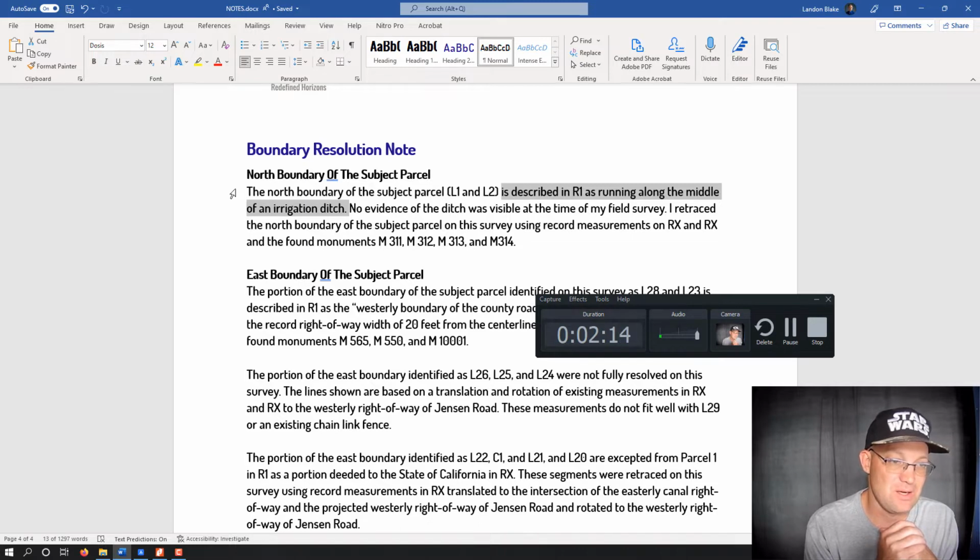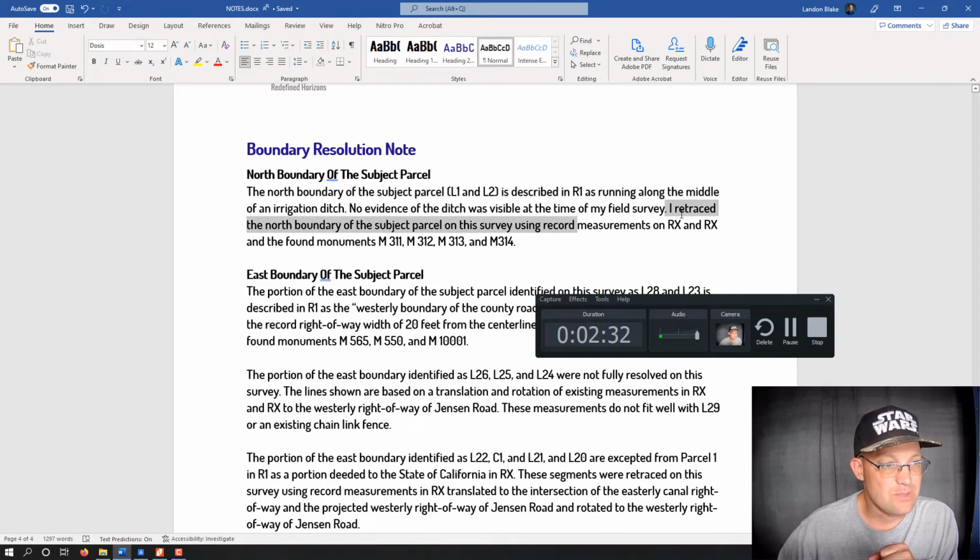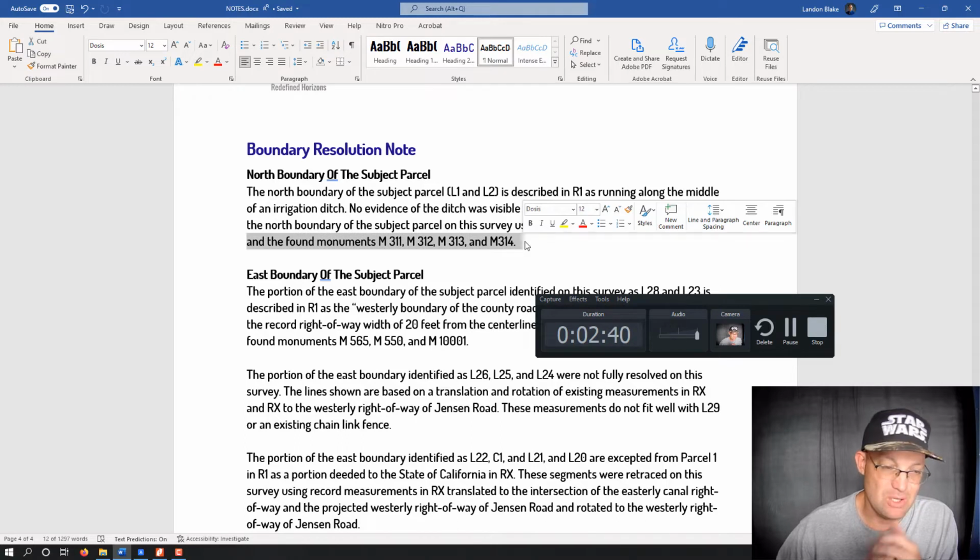It's not there anymore. That comes from a very old description, so I just say that: no evidence of the ditch was visible at the time of the survey. All right, well then how did I put the line back on the ground? Next I say I retrace the north boundary of the subject parcel in this survey using record measurements on RX and RX. That'll get replaced with the reference numbers for the two subdivision maps and the found monuments, those centerline monuments. So, couldn't find the ditch.